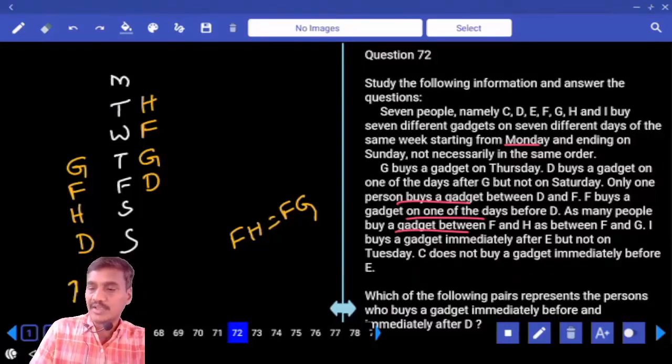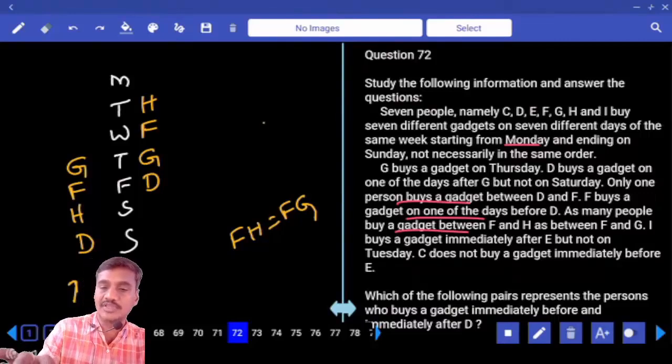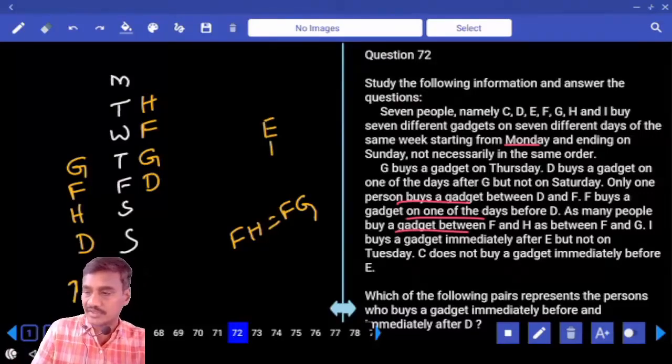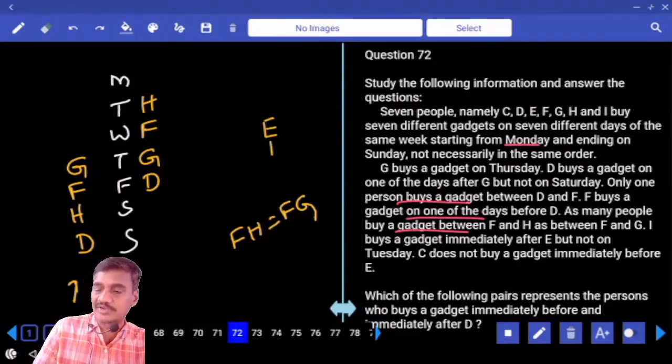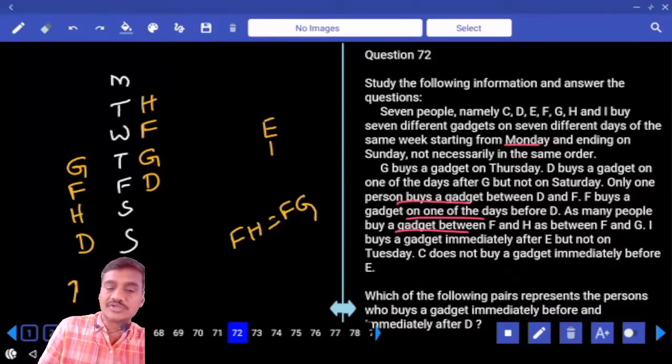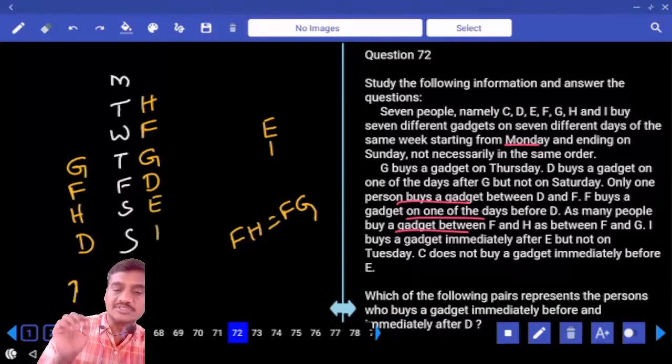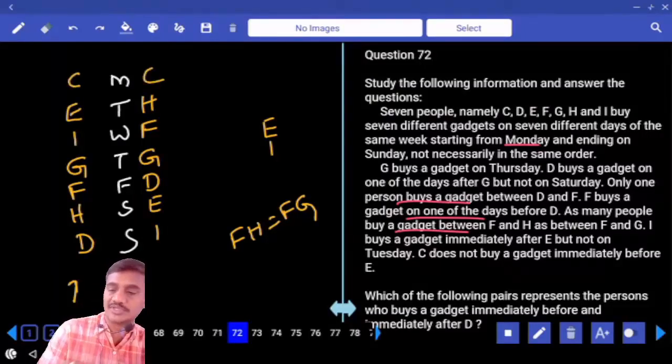And next one, I buys a gadget immediately after E, but not on Tuesday. As I is not on Tuesday, in the second case, E and I must be at this place. Then finally, who is the person left over? C is the person left over in both the cases.